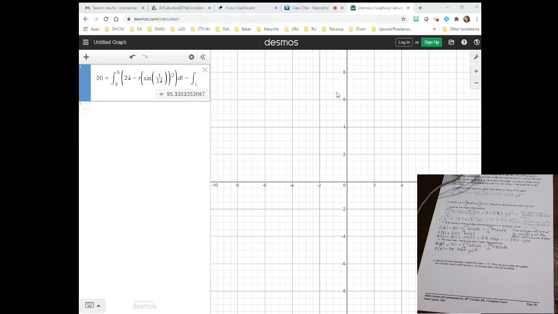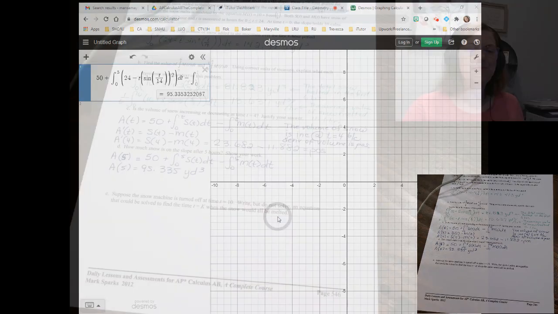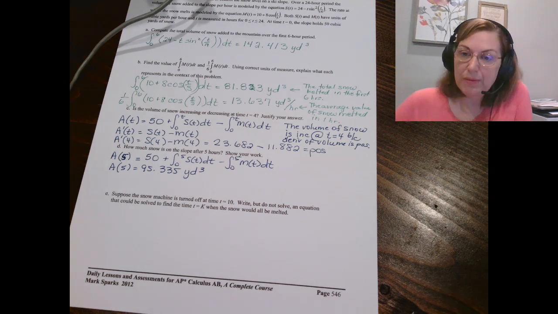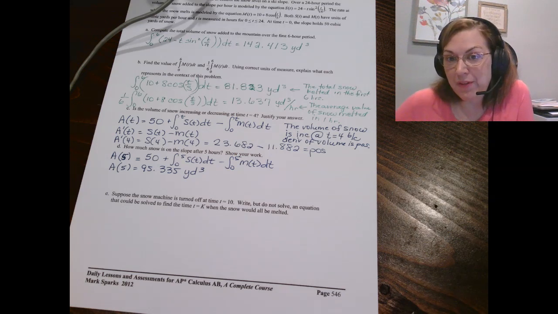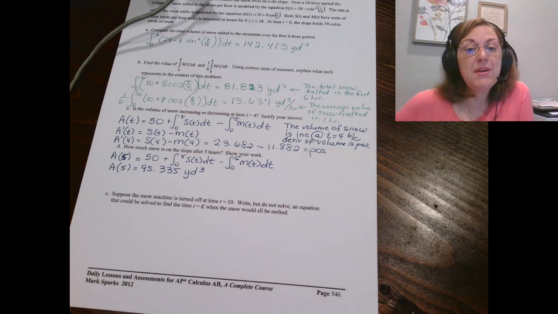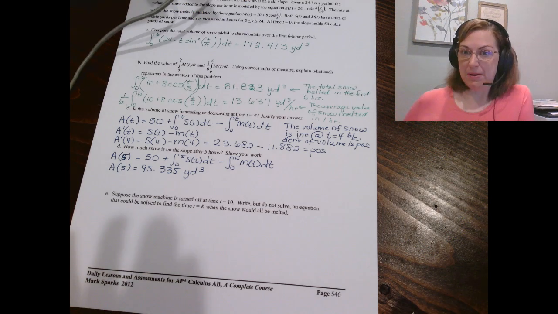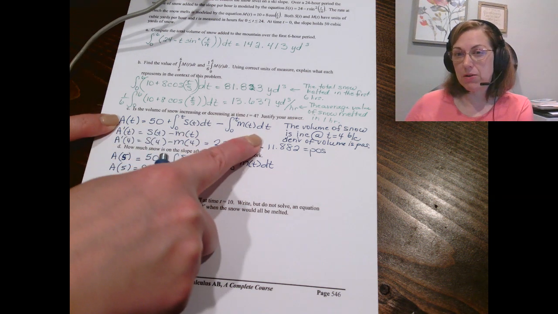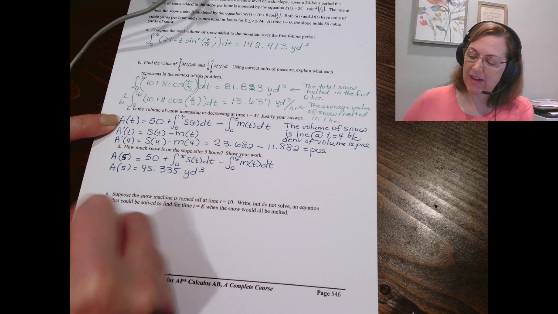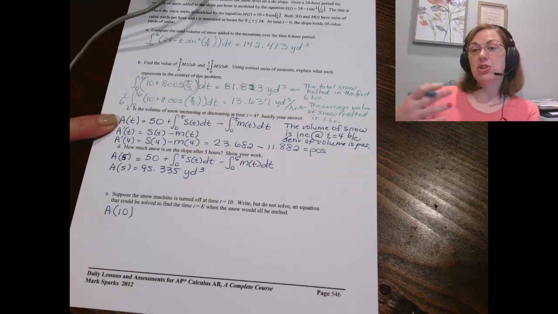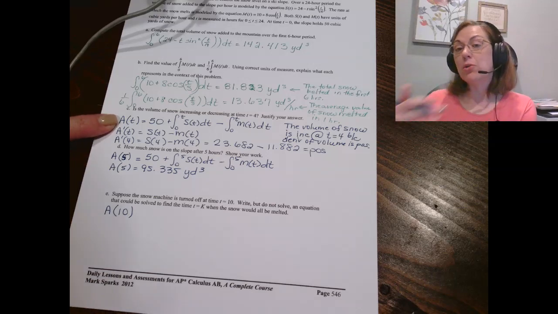Okay, and one last problem for our snow scenario. Let's take a look. This one's asking us to suppose that the snow machine is turned off at t equals 10. That means no more snow is being put on the slope after 10 hours. And then we want to write an equation for when all the snow would be melted. Now remember, this equation that we found back in part C finds the amount of snow. So think about if we found that value at time t equals 10, we would know how much snow is on there at the time t equals 10 when the snow machine was cut off.